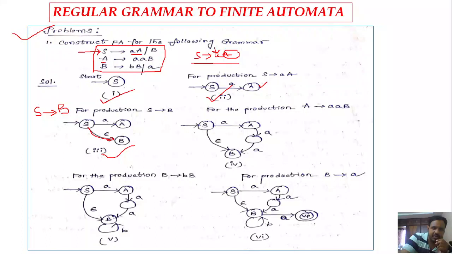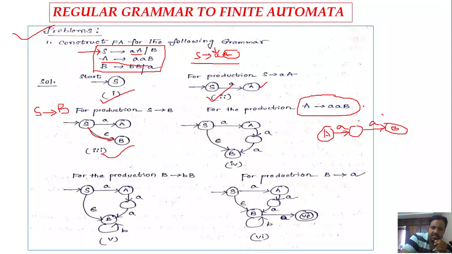Next one, take the other production, that is A denotes aaB, right? So A denotes aaB means there must be a transition on small a from capital A towards an intermediate state, and from that intermediate state there must be a transition on small a towards the state capital B. Okay, so you will get something like this. From state A there must be a transition on small a towards the intermediate state. From that intermediate state again there must be a transition on small a, and it must go to the state B. Okay, like this.